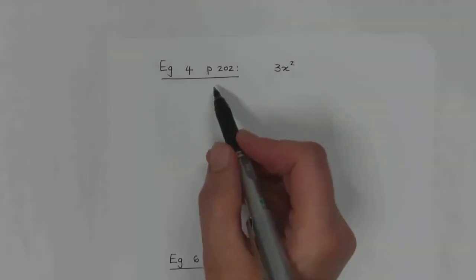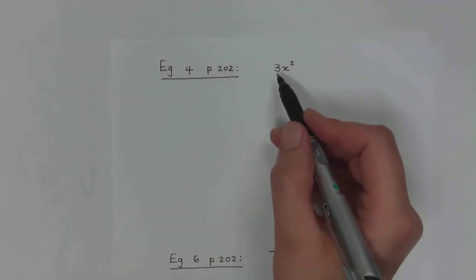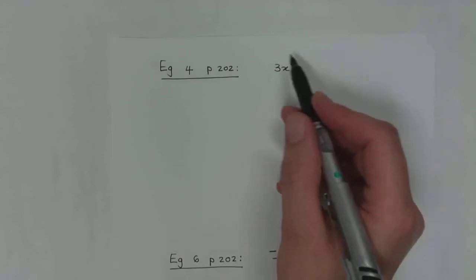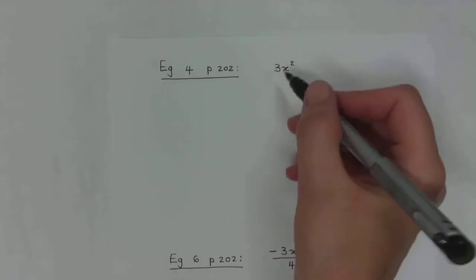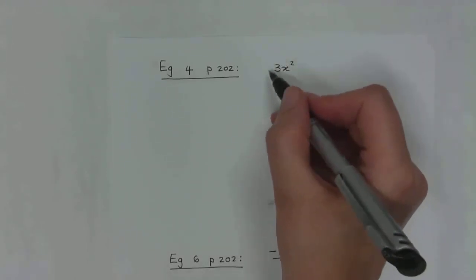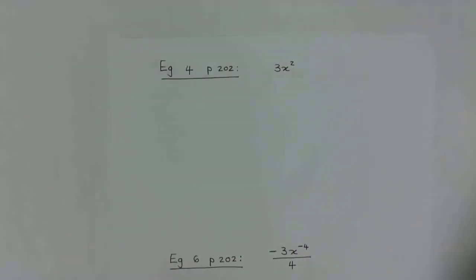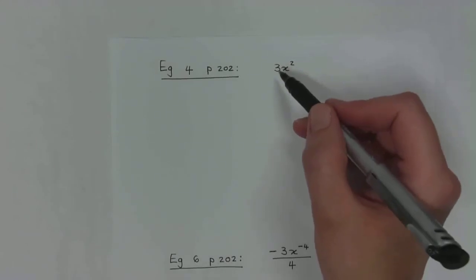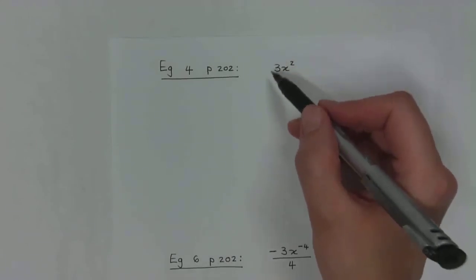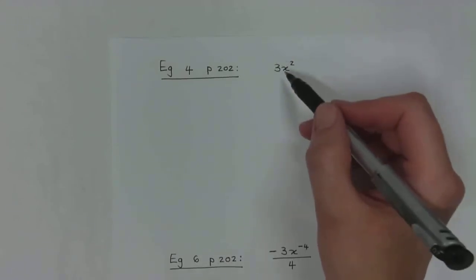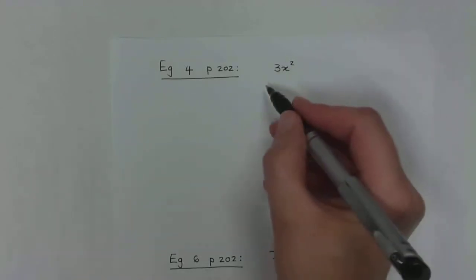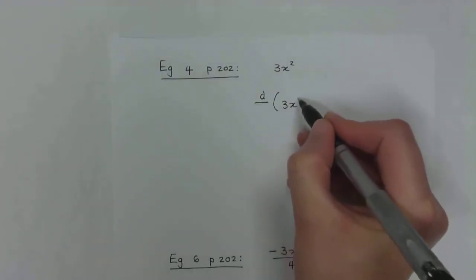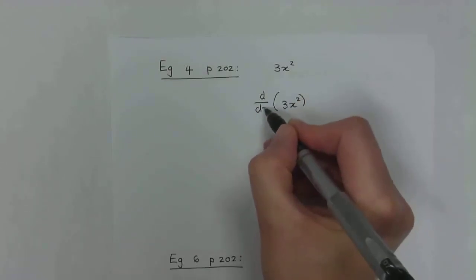Next one, example 4 on page 202. Find the derivative of 3x squared. Now, this particular one is one of those ones where I said we now have a k value or a coefficient. Sorry, there's technical difficulty. Sorry about that. We now have a coefficient other than 1 in front of x squared, which is 3. So I'm going to say I want to find the derivative of that 3x squared in terms of x.